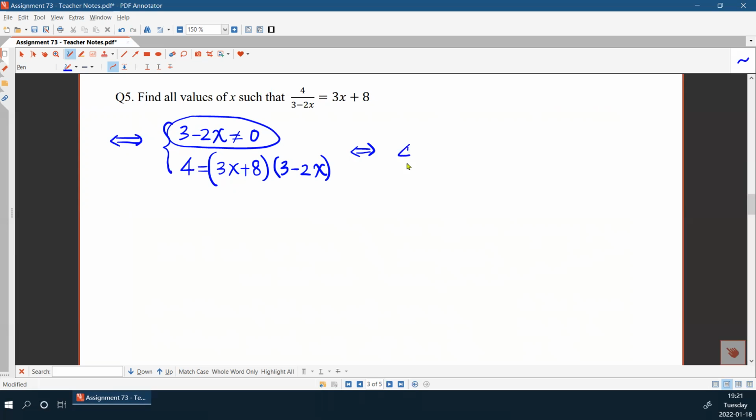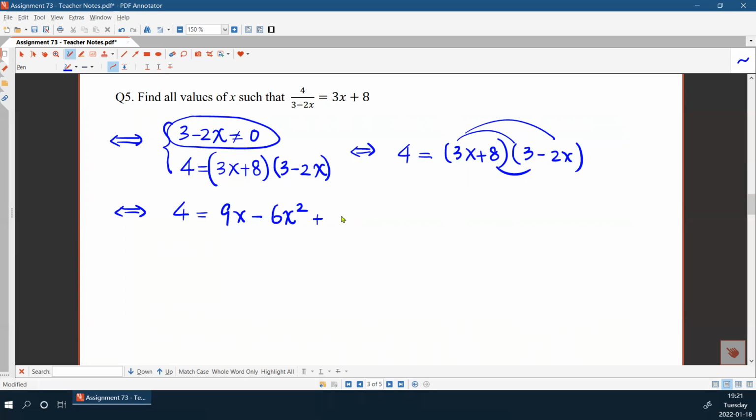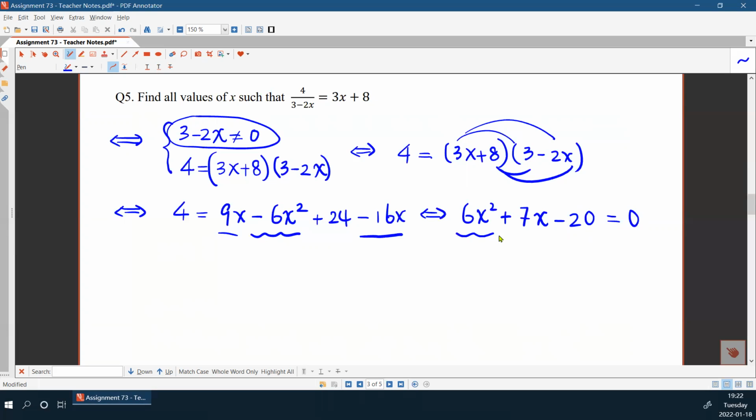So this is just equivalent to 4 equals 3x plus 8, then 3 minus 2x. Then we can just expand it. Left side is still 4, right side is 9x, then minus 6x squared, then plus 24, then minus 16x. Okay, then this is equivalent. Let's move everything to the left, because in that way we'll have a positive leading coefficient, 6x squared, then 9x, positive 16x will give us 7x, then minus 20 equals 0, right?